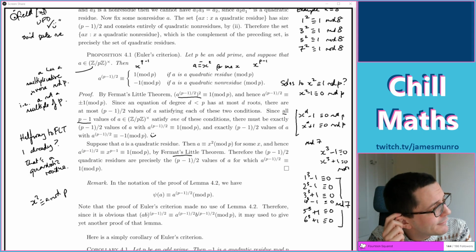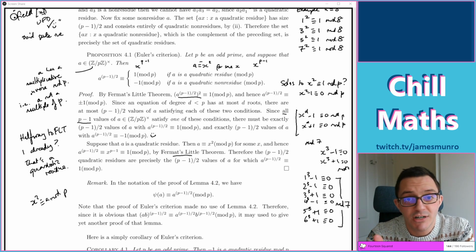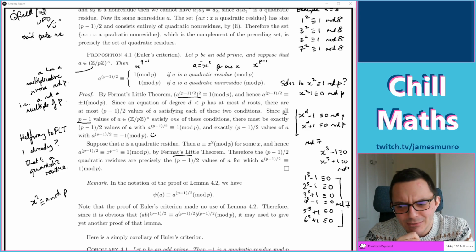You can't have everything being a quadratic residue because there aren't enough square roots to go around. They come in pairs, so half the stuff is quadratic residues. Does that make sense? They can't overlap either. You can't have lots of things square to 3. You can only have two things that square to 3. So half the things get hit by the squaring function mod p.